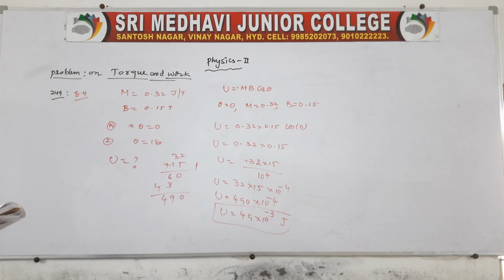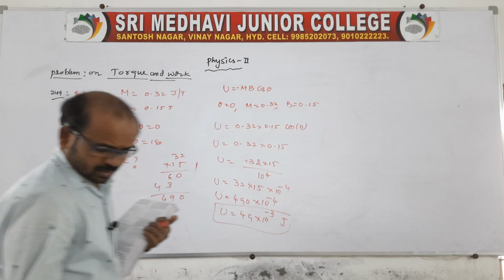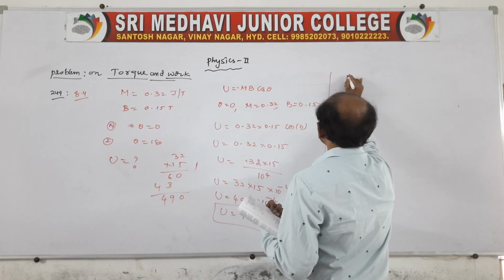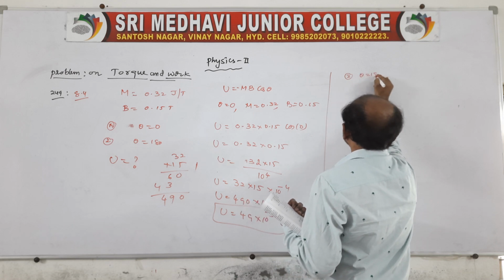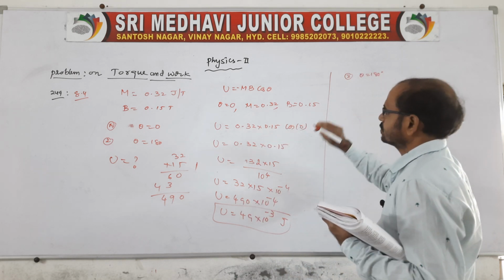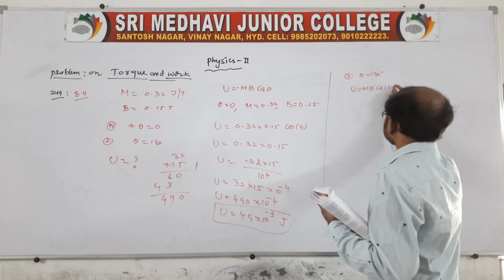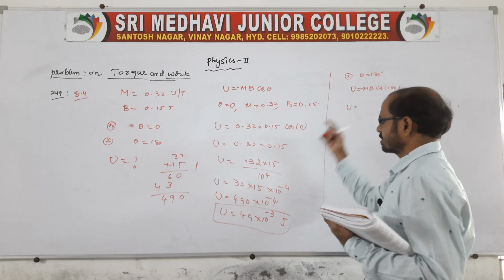This is for the stable one. We'll move to the unstable. That is, we take theta equal to 180. So theta is 180, no? Therefore U is equal to minus MB cos 180. Of course we can take this MB directly.